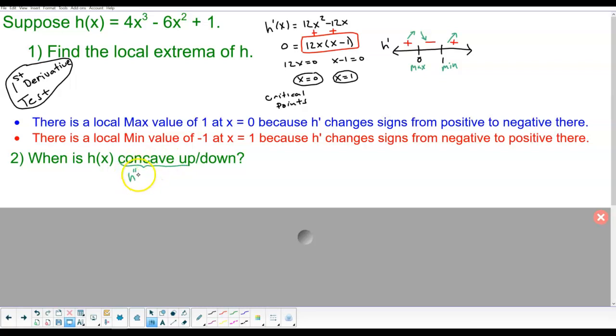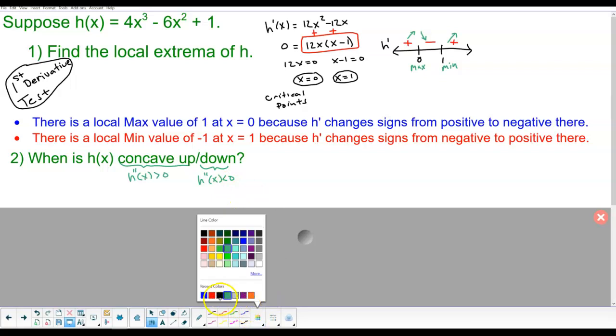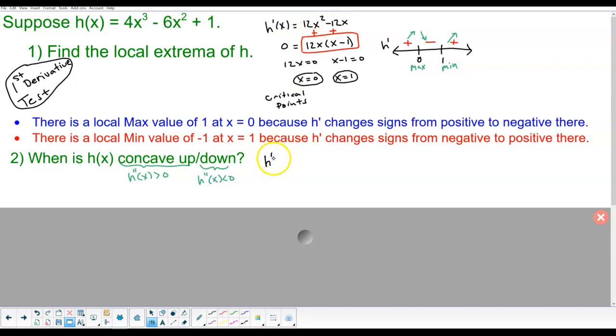Okay, so now what do we know about concave up? Well, we know the second derivative has to be greater than 0. For concave down, we know the second derivative is less than 0. So that's all based off of the second derivative, which means I now have to take the derivative of the original derivative.